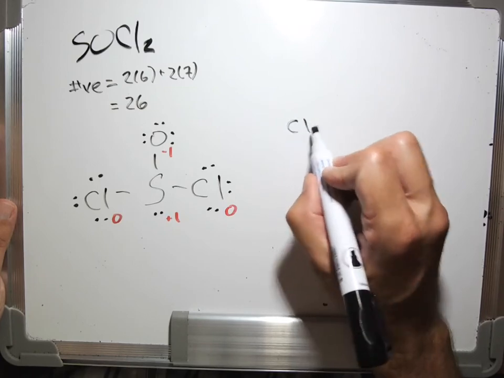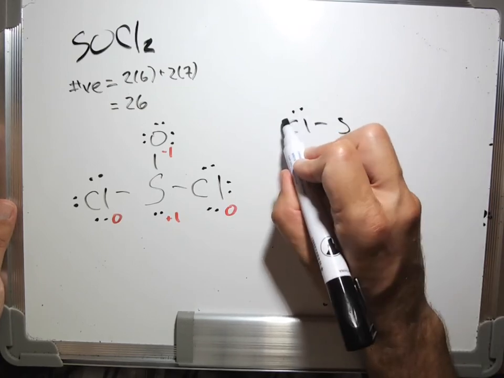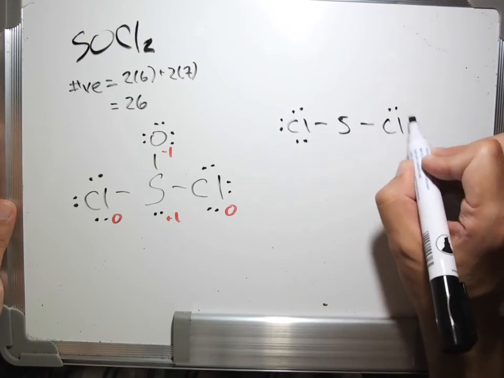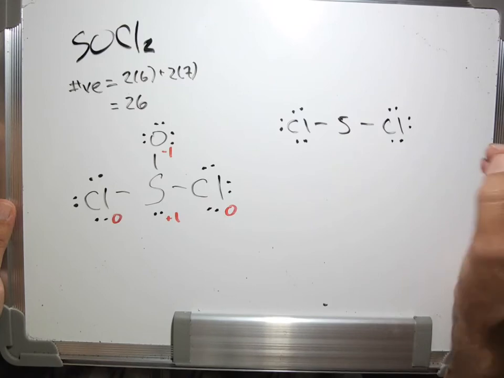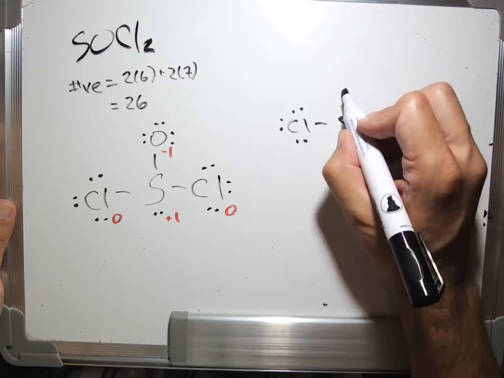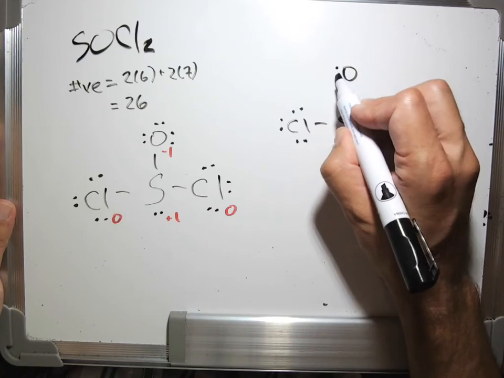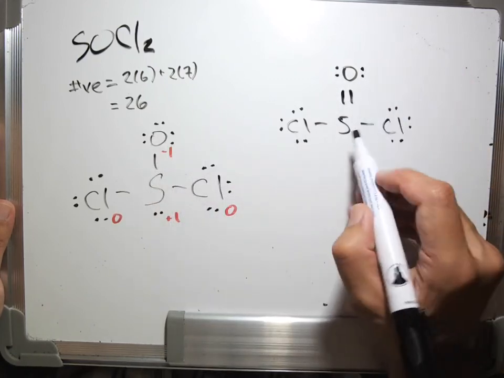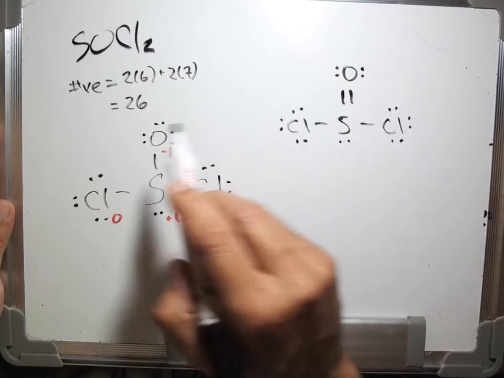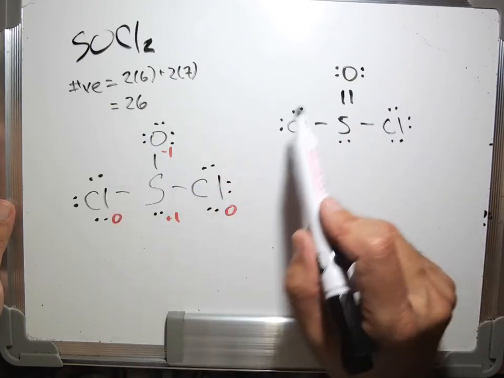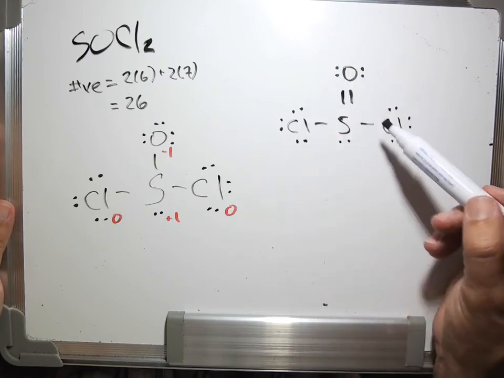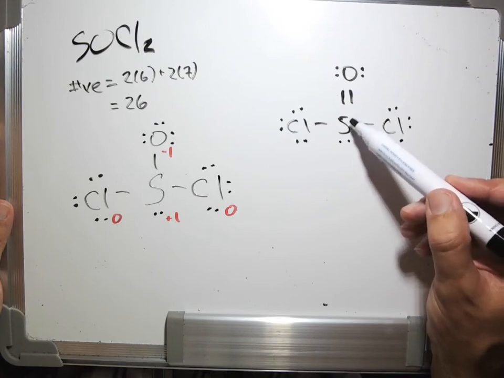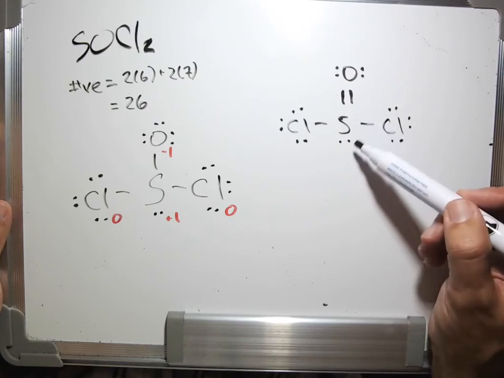Let's take and consider this arrangement. I still have chlorine. The chlorines were okay, right? Their formal charges were 0. But let's imagine I took and shifted a lone pair of electrons from this oxygen into a bonding position. Still using 26 valence electrons. Everything that needs an octet has an octet. I'm violating the octet rule for sulfur, but sulfur is in period 3 on the periodic table. It can have an expanded octet.